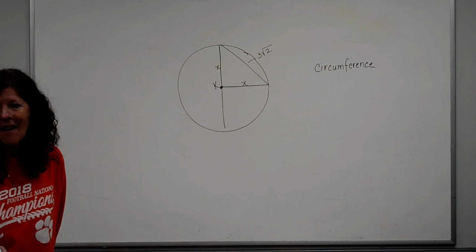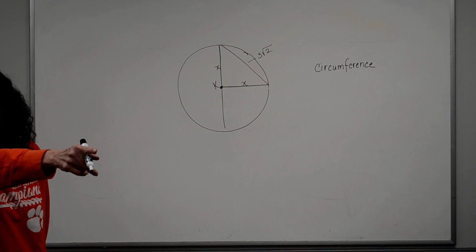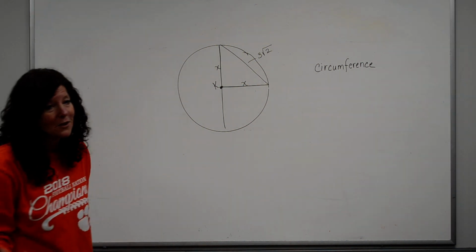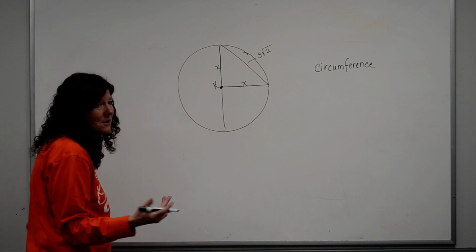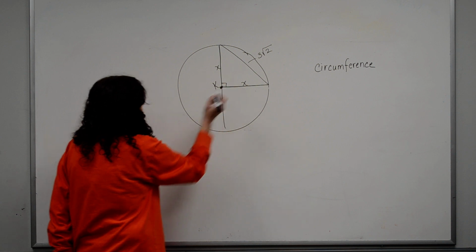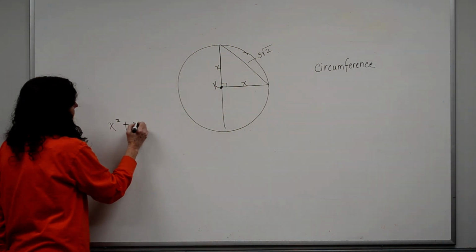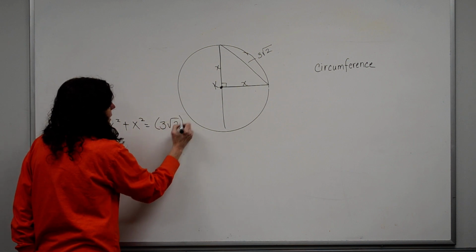2x plus 3 on the square root of 2 equals 180. Pythagorean theorem. Oh, okay. Or you can do special case triangles. You know that they're going to have the same measurement. You do know that it's a right angle. X squared plus x squared is equal to 3 on the square root of 2 squared.